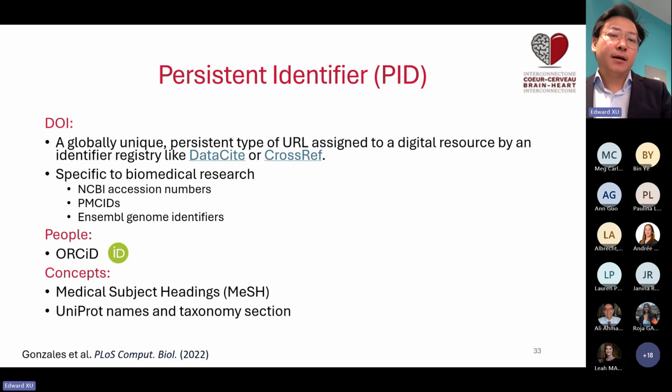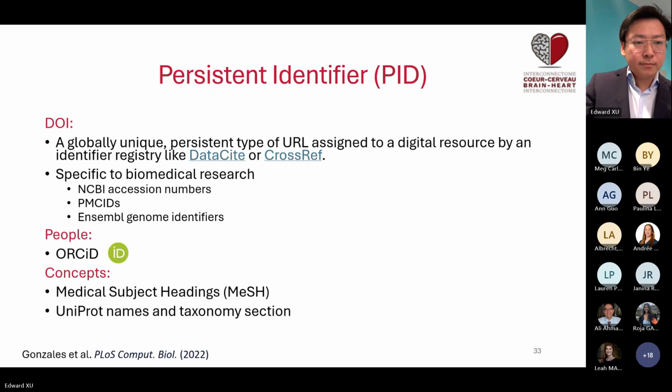It needs to be long-term. So that's why we use the DOI from these sources, because they promise long-term storage of these numbers. So you want to make sure that in the future, even if your data set is lost, these numbers would still describe your data alone. And there are some identifiers specific to biomedical research, for example, NCBI accession numbers, PMCIDs, and Ensembl genome identifiers.